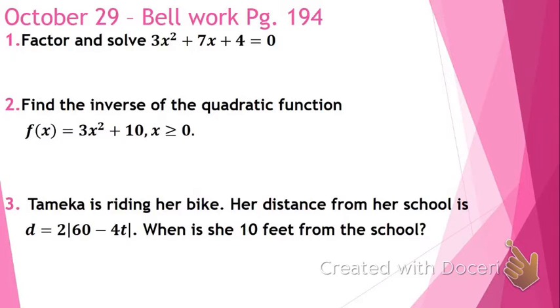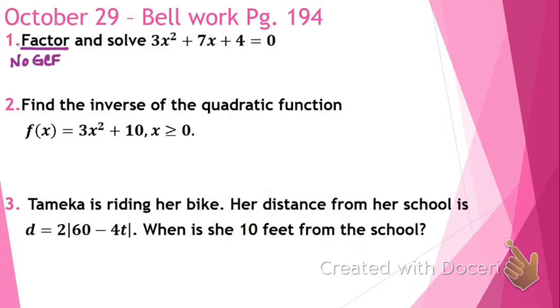Right, let's start talking about the spell work. Number 1 says factor and solve. When I see factor, first thing I always have to look for before I even think about drawing the X or the box is a GCF. It does not have a GCF. We always have to check for it, but this one does not have a GCF.